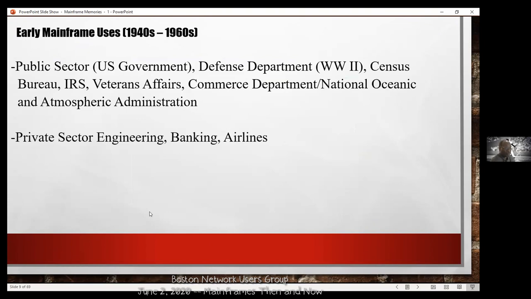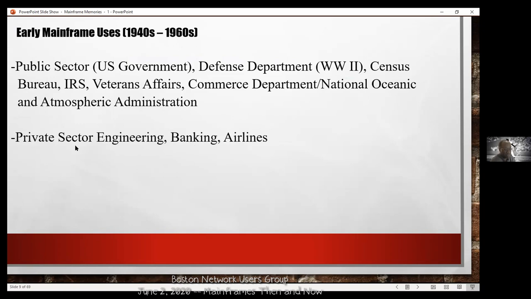The early uses of mainframes from the 40s on, the public sector, the U.S. government, in terms of doing the funding and the research that went into those types of things. Department of Defense, late in World War II, Census Bureau, and I think you can see the other uses that were made by the government for this new technology at the time.